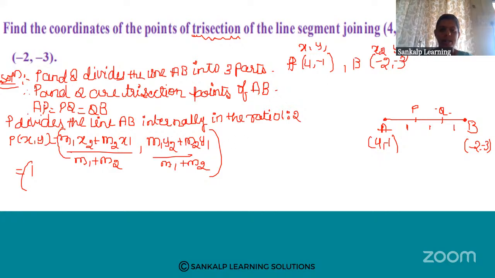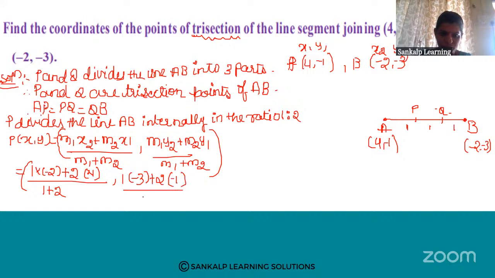Yes. Okay. Now, m1 x2. The x2 value is minus 2 here. Minus 2 plus m2 value is 2 and x1 value is 4, divided by m1 is 1 and m2 is 2. Next, m1 value is 1 and y2 value is minus 3 plus m2 value is 2 and y1 value is minus 1, divided by 1 plus 2.